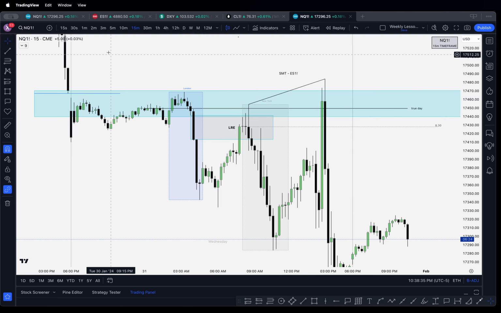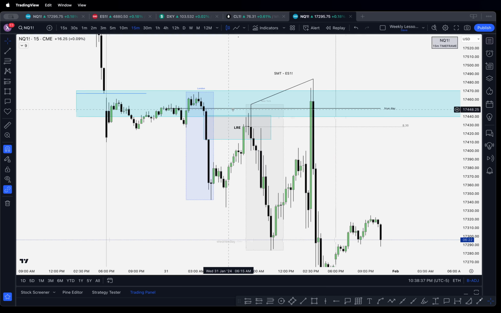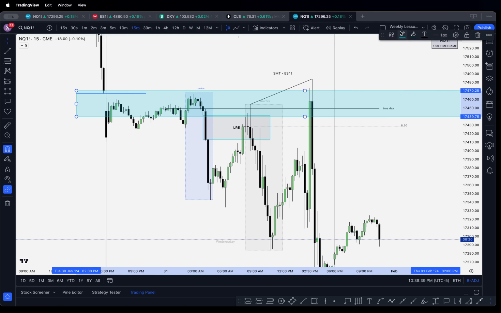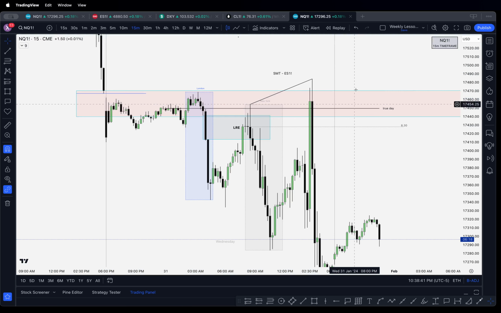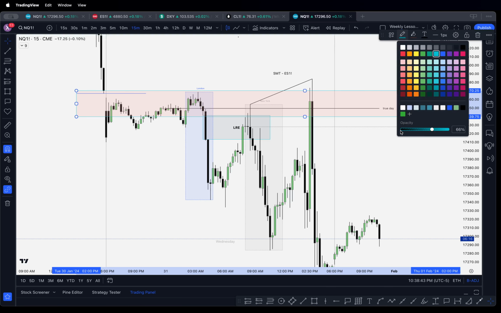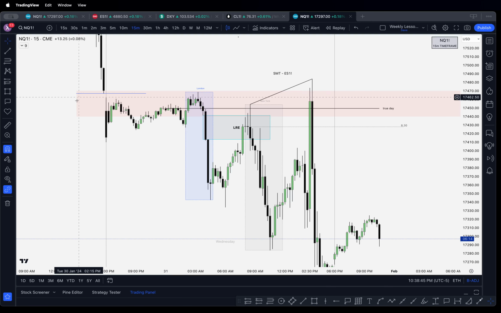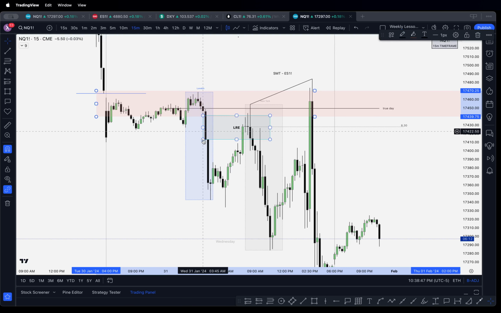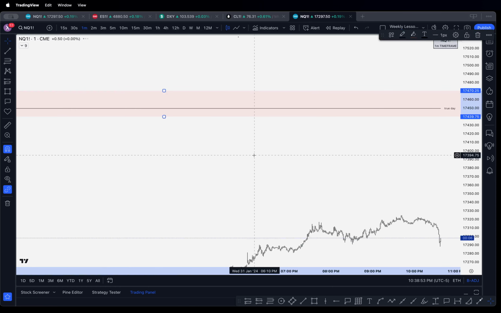4:15:1, right? So here's your 4-hour PD array in here. Let's make this red. That's your 4-hour PD array, which is your volume imbalance on the 4-hour chart. Once you get the 15-minute market structure out of here, you wait for us to come back into this 15-minute gap. Then you look for a 1-minute entry because structure is going to save you.